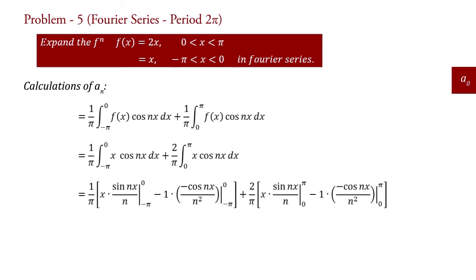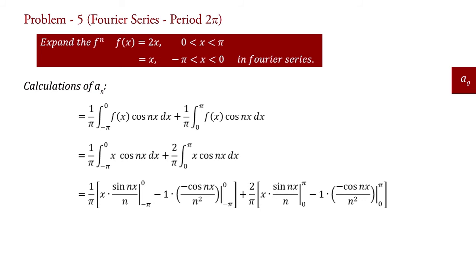When we put the limit, then in these two terms we get sin 0, sin of minus n pi, sin of n pi and sin of 0. So all these are 0. Therefore these two terms are 0.